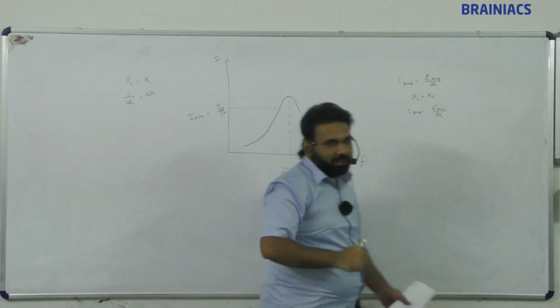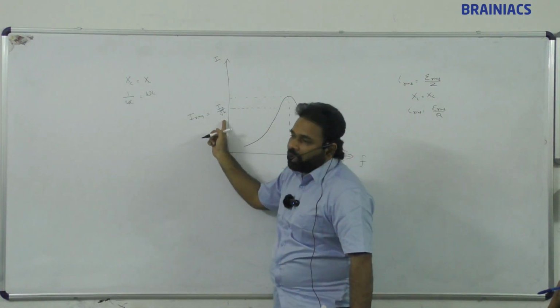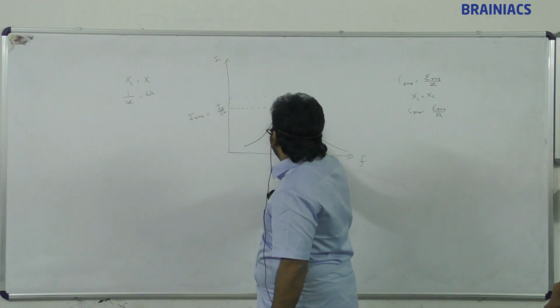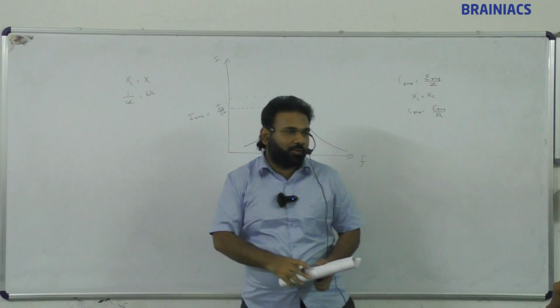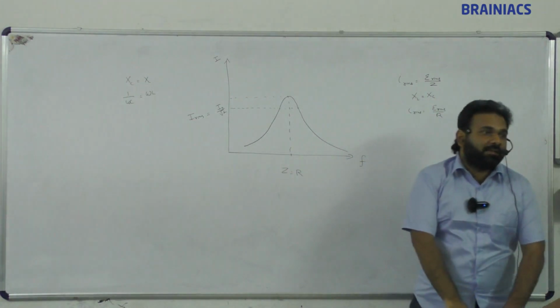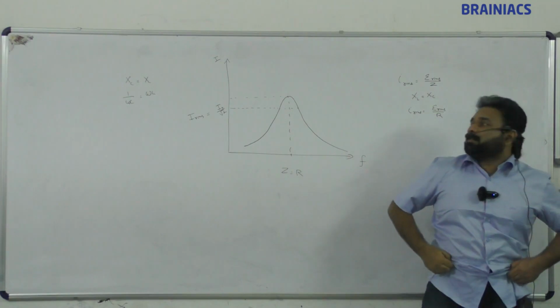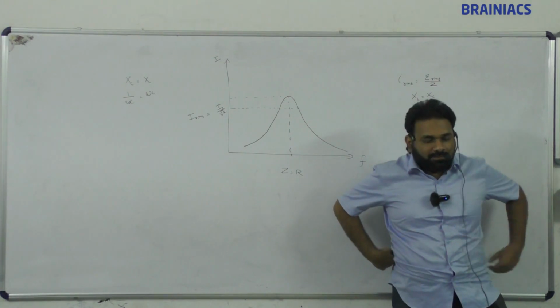IRMS, correct? IRMS is equal to I naught by root 2. Once it crosses this, what will happen? The page will start to come, and everything will be clear. The signal will be very clear. Correct or what? So that is the application of this.